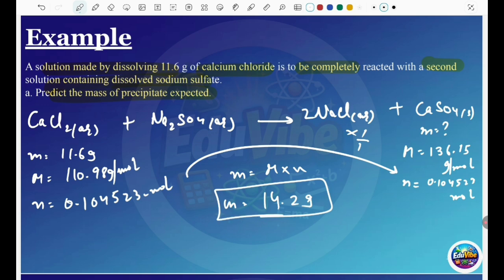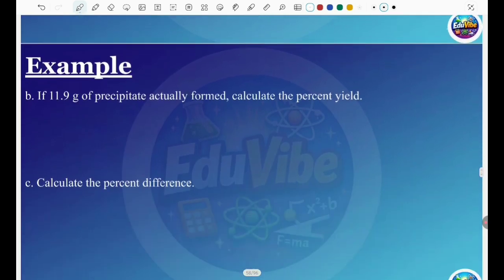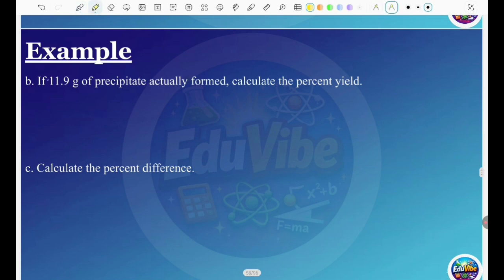This is your predicted yield. We have to use the theoretical value; this is not the actual value. This is the predicted yield. In the next part, 11.9 grams of precipitate were actually formed. So this is your actual yield, and you have to calculate the percent yield.